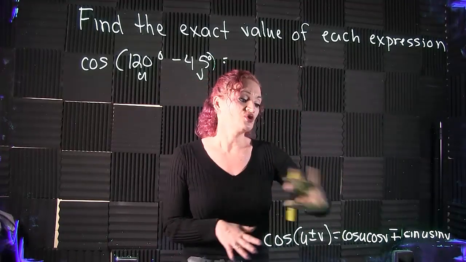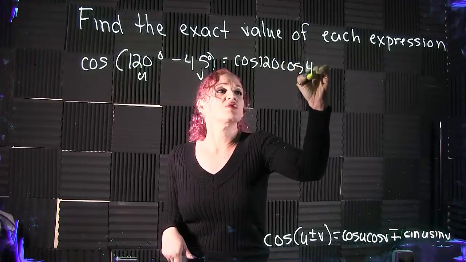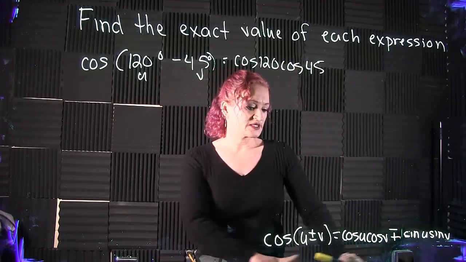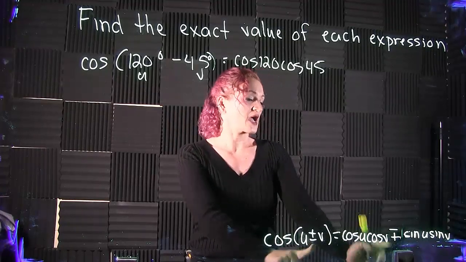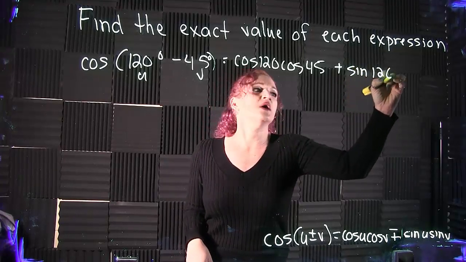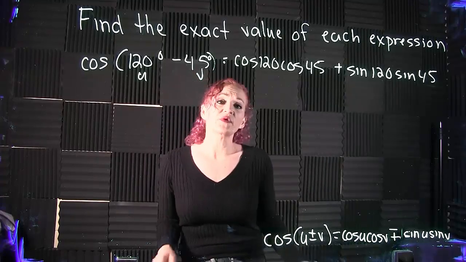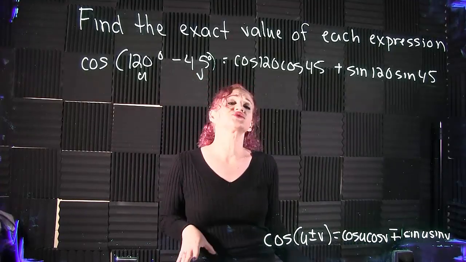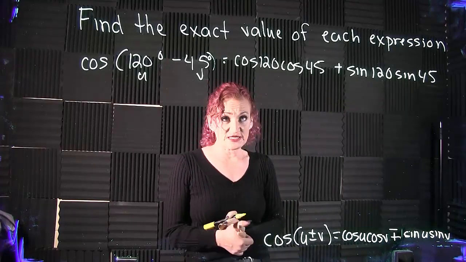So using our formula here, this is going to be cosine of 120 times cosine of 45. And since we're using the difference formula, we have a minus. That means we're using the bottom sign, which gives us a plus here. Sine u times sine v. In order to wrap up the problem, we either need to have our unit circle or our scientific calculator available to us in order to calculate these values here.